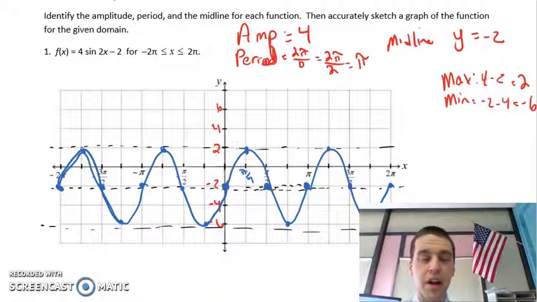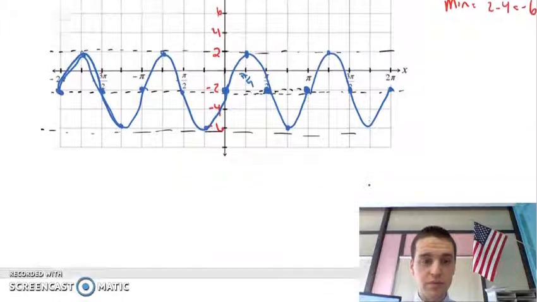We drew out our max and min so that we knew where to go. And then we figured out our period. And we figured out that one full period was from 0 to pi. I knew halfway through that was pi over 2, and then I knew the maximum and minimums were in between the midline, in between 0 and pi over 2. And so that's why we have to know how important it is to create a sine curve.